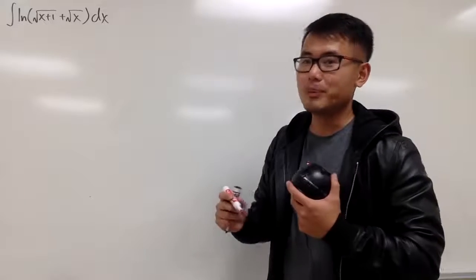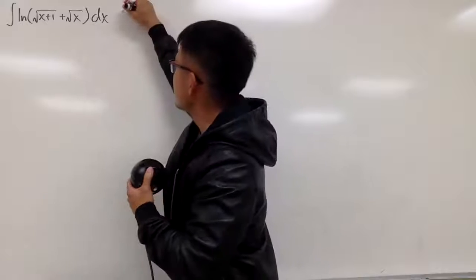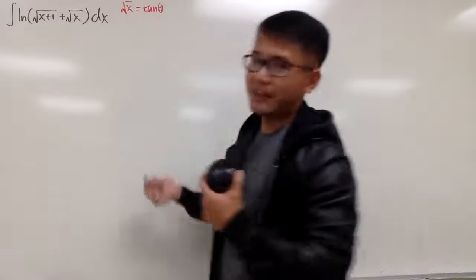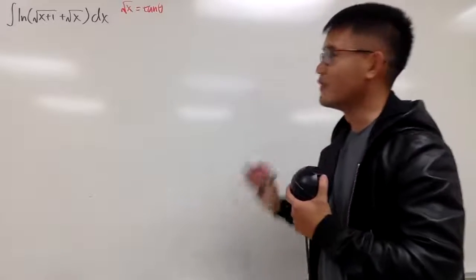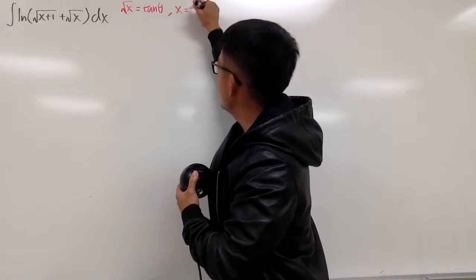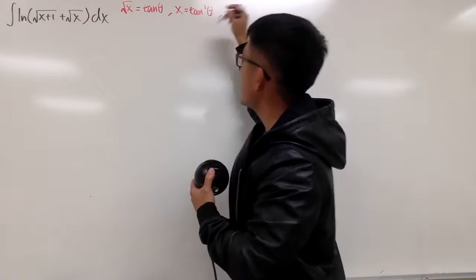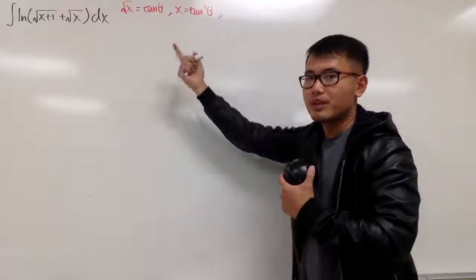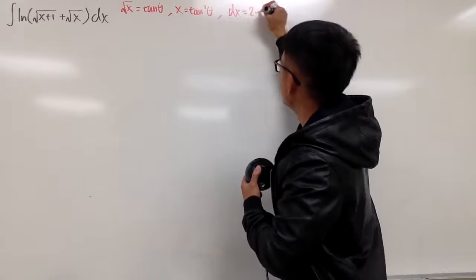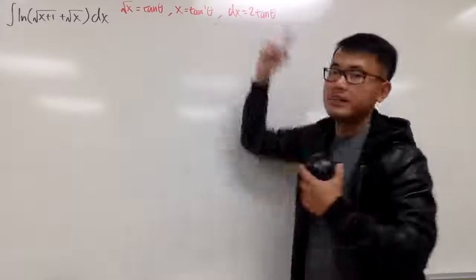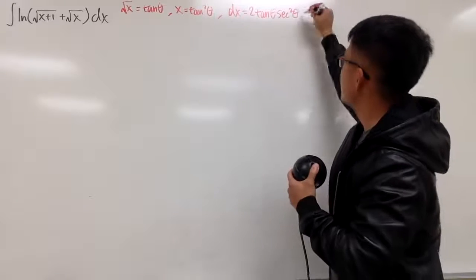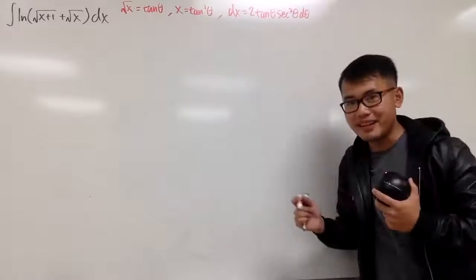So now here is the approach. First of all, let's let square root of x be tangent theta, and then we'll work everything in the theta world first, okay? Square both sides, we get x is equal to tangent square theta. And of course, we can differentiate both sides so we can get a dx, right? So dx will be: bring the 2 to the front and keep the tangent as of now, and then multiply by the derivative of tangent theta, which is secant square theta. And of course, we are talking about the theta world, so put down a d theta.